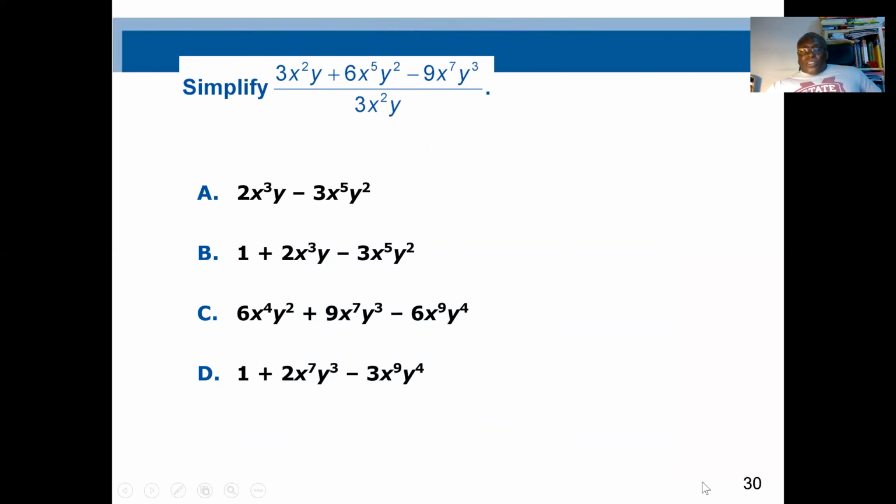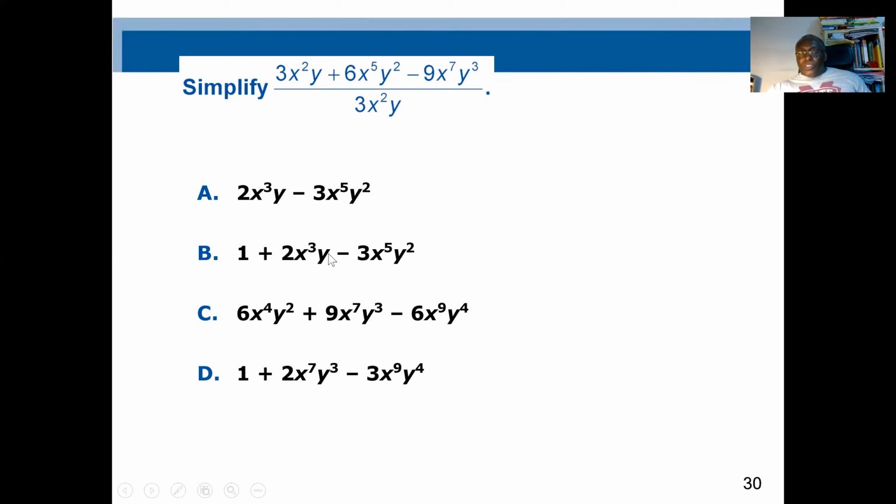So yes, these are a few more division examples. As I said earlier, when we have a monomial, I'm going to divide each term by 3x squared y. So 3x squared y divided by 3x squared y is 1. 6 divided by 3 is 2. X to the power 5 divided by x squared will be 5 minus 2, which is 3. And y squared divided by y is 2 minus 1, so it's 1.